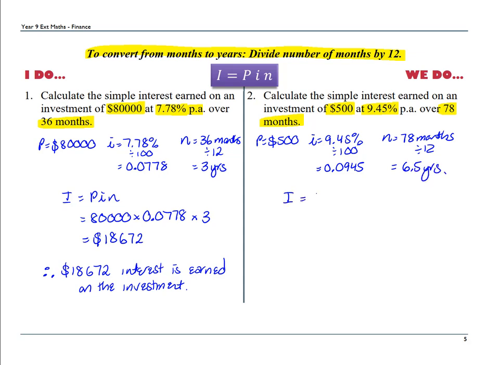Now I equals PiN, which is 500 multiplied by 0.0945 multiplied by 6.5. Go to our calculators and we get approximately 307.13. Finish with a therefore statement.